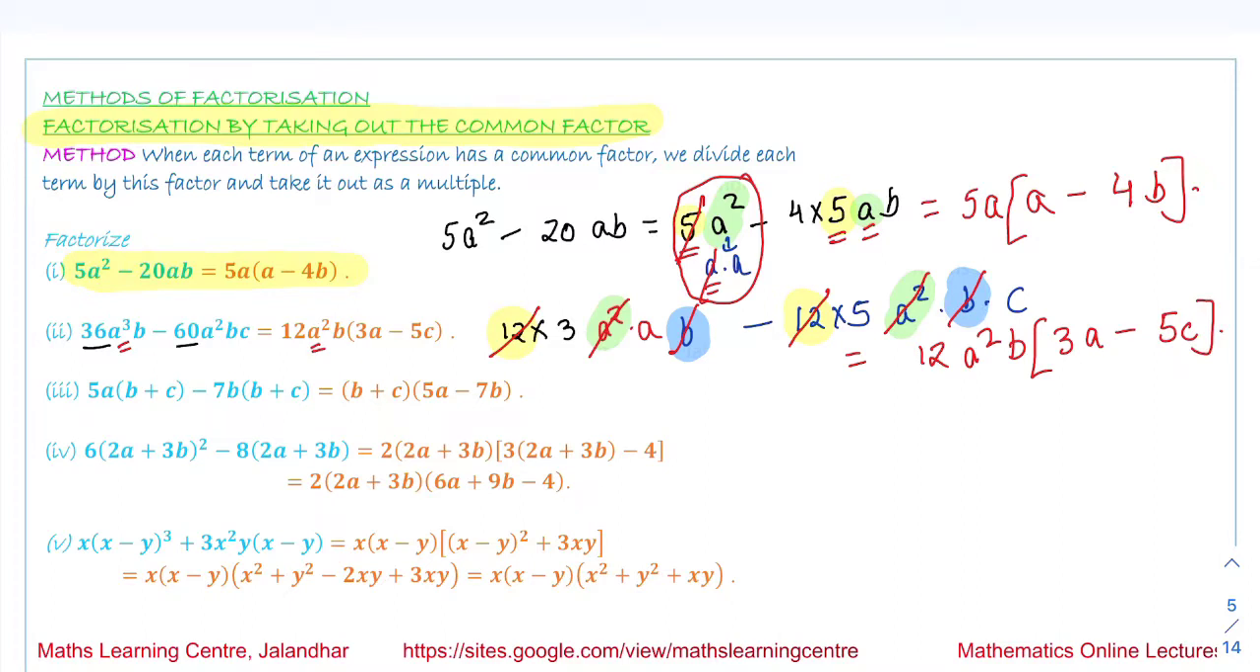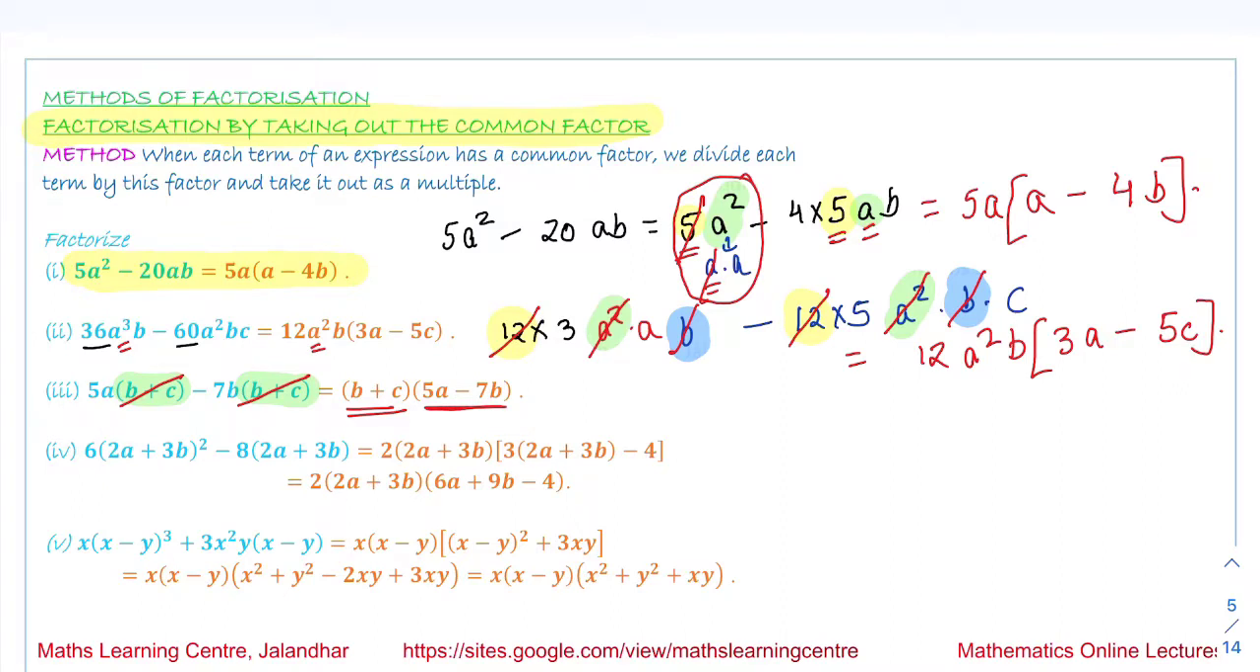Now in the next question, we have b plus c common. In this also it is b plus c. Both of these terms have b plus c as common. So when we take b plus c common, what we are left with in the bracket is 5a minus 7b.